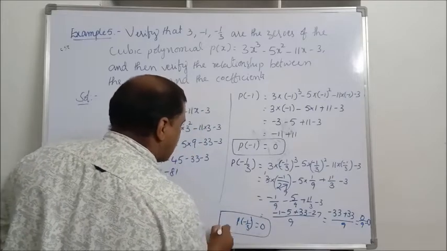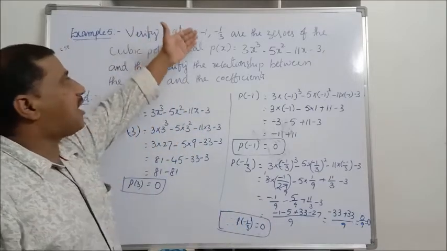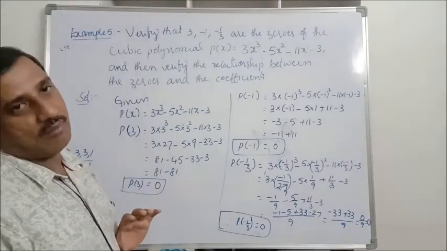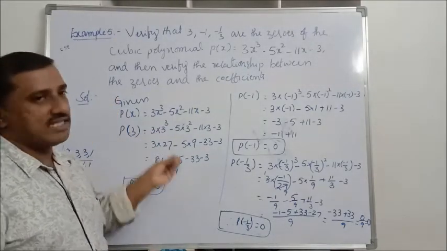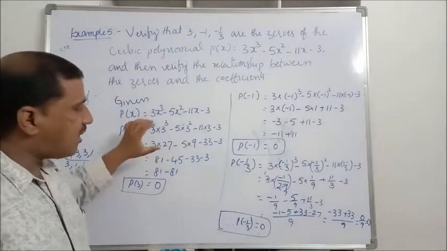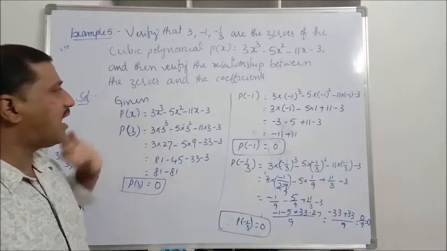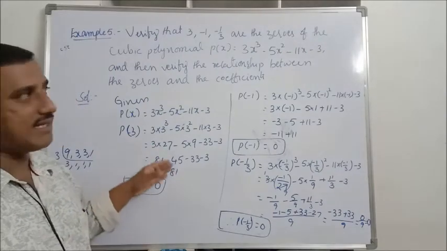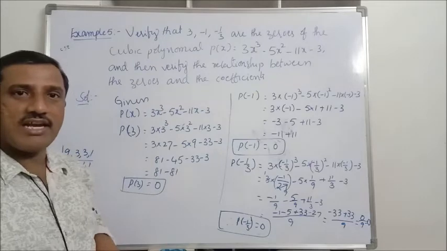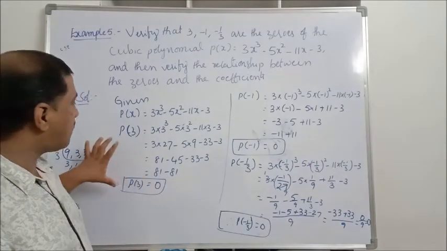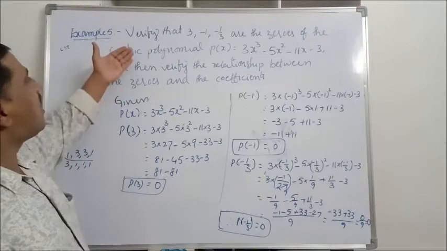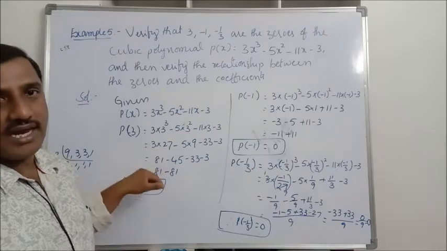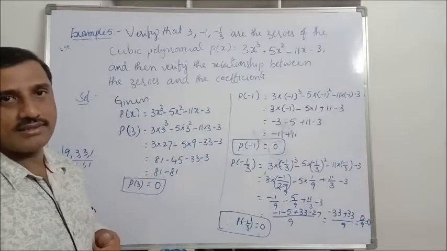From this what can we say? We can say that 3, minus 1, minus 1 by 3 are the zeros of the given cubic polynomial. Like this we can verify whether they are the zeros of the cubic polynomial or not by substituting the given values in the place of x and simplifying. If we get the value 0, then we can say that those values are zeros of the given cubic polynomial. Is it clear? This is the first part of the sum. Next we have to verify the relationship between zeros and the coefficients, using what we have discussed in the previous.